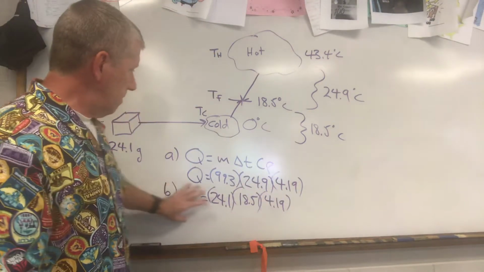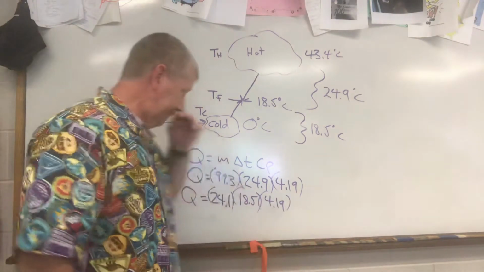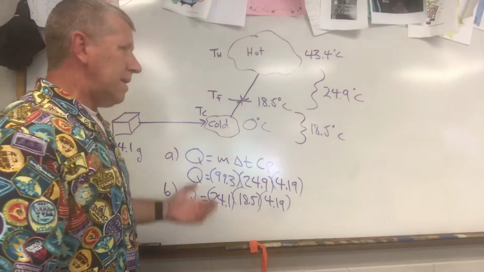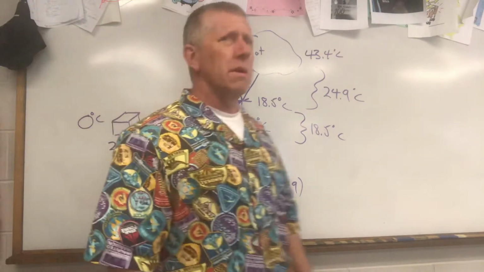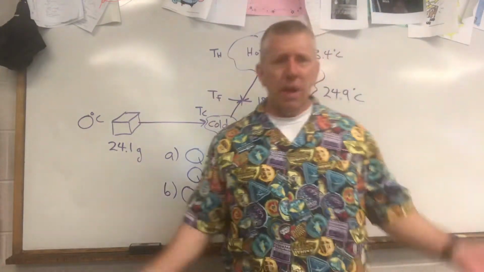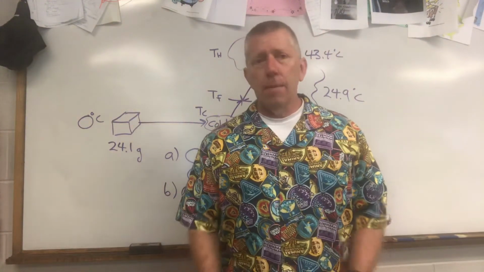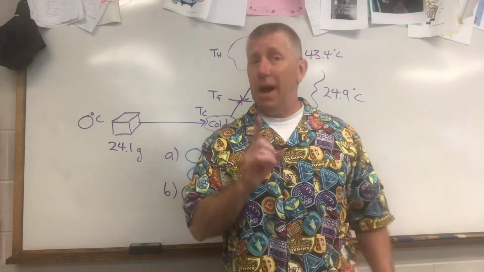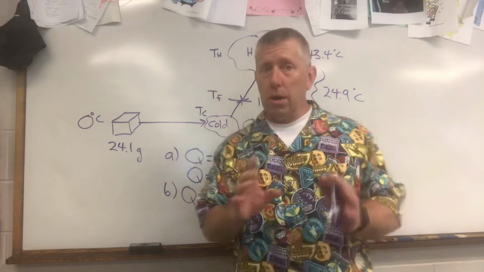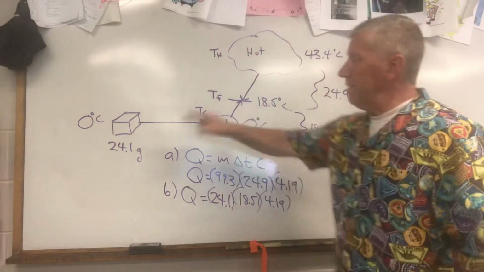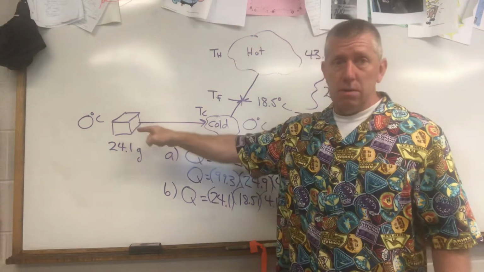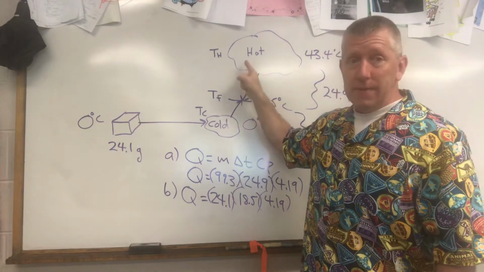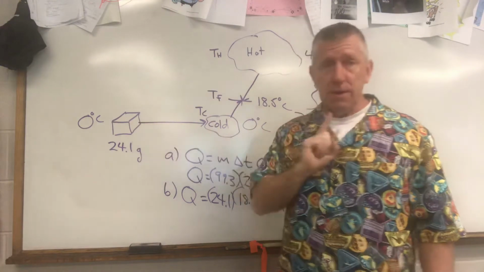Look at part B. Got a smaller number, between 1 and 2,000. Well, where did the other 8,000-ish joules of energy go? Because remember, energy can't be created or destroyed, it only changes form. So where did the energy come from to melt this ice? Why did it melt? Hot water. Hot water provided the energy to melt that ice.